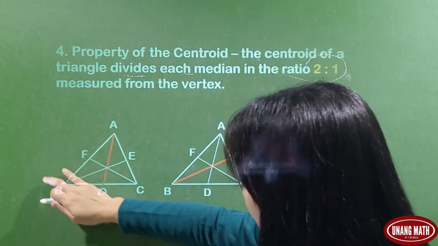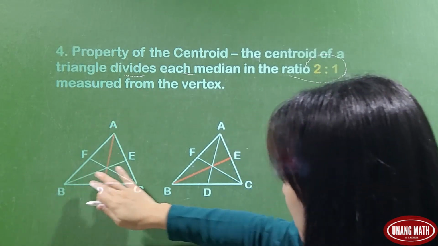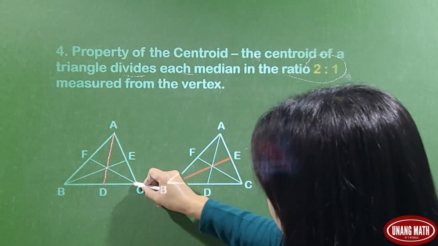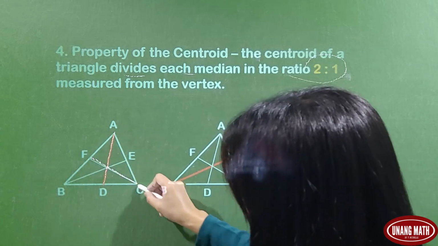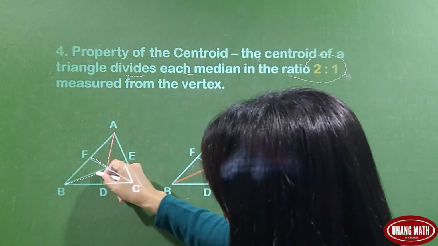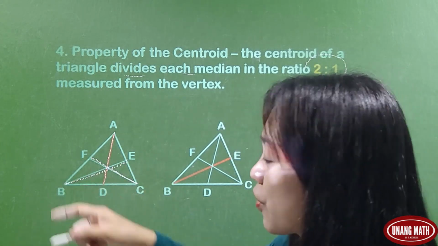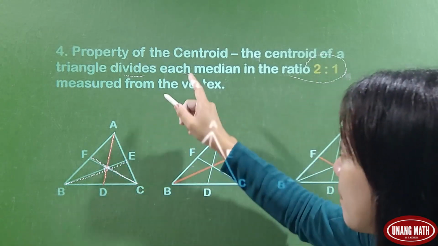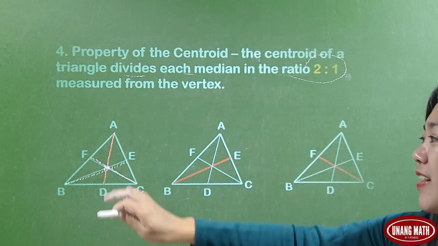Let's consider this triangle ABC. So from this vertex to this midpoint, median. Vertex to this midpoint, another median. And from this vertex to this midpoint, we have this third median. So this point of intersection is the centroid of this triangle.